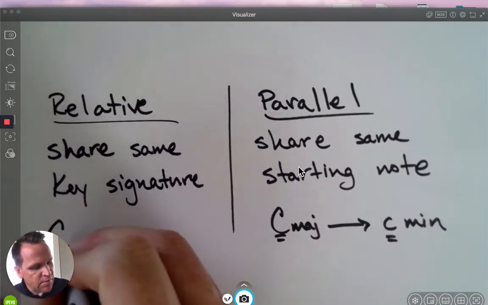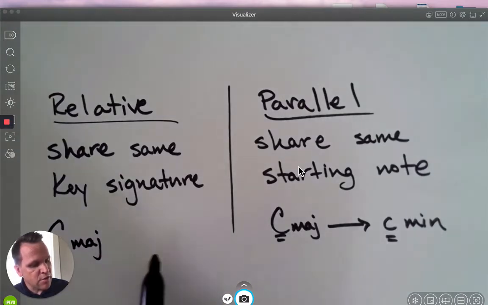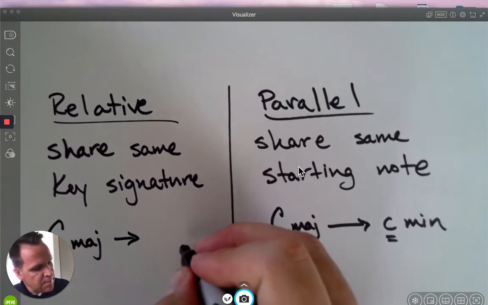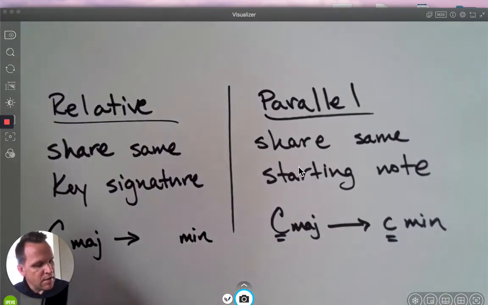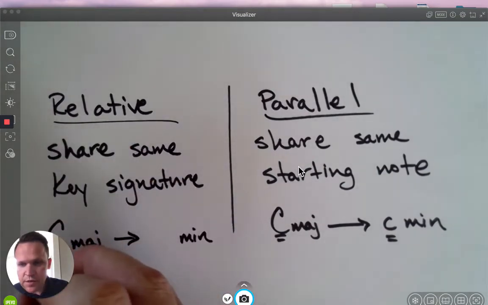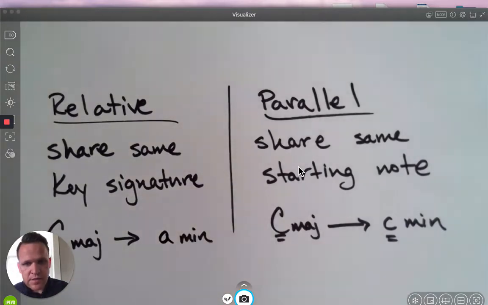In relative, they share the same key signature, and if you're going from major to minor, let's say we want to find the relative minor to C major, then it would be built off of la in that key. So the relative minor is actually just 3 pitches prior to C. So we have C as 1, we count back to B, 2, 3 to A. So A minor is our relative key.